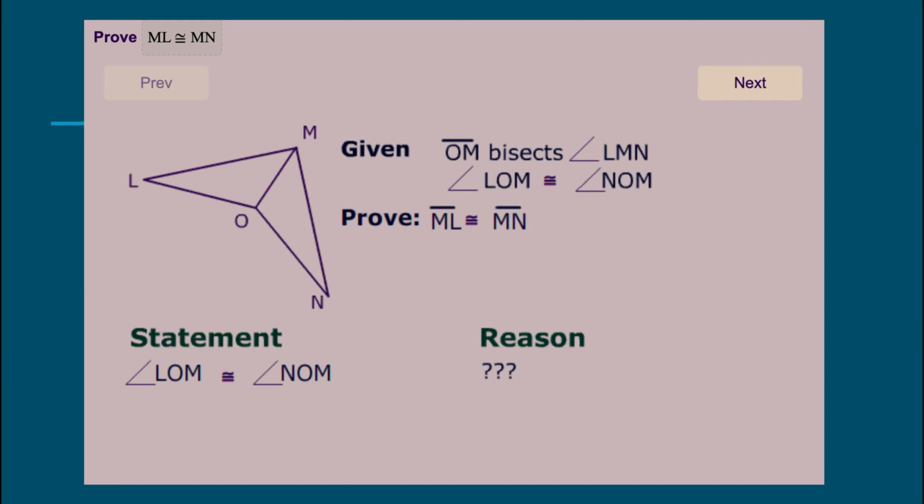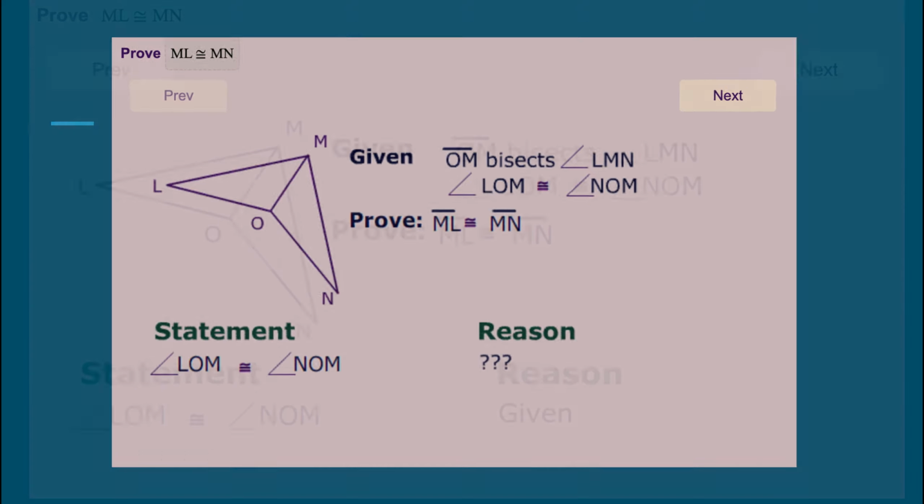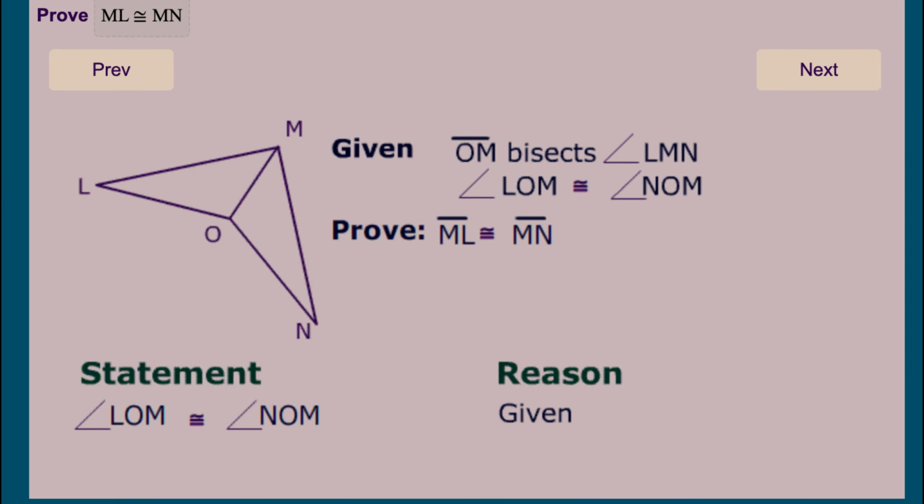So what we're going to look at here is in this particular problem, we have our diagram that's drawn out and we have our given information. And our goal here is to prove that segment ML is congruent to segment MN. So those are parts of the two different triangles that are created there. So let's start with our first statement and reason. Our first statement, we see that those two particular angles are congruent. Why are they congruent? If you look above, it says that it is given. So since it's given, we can state that it's congruent.